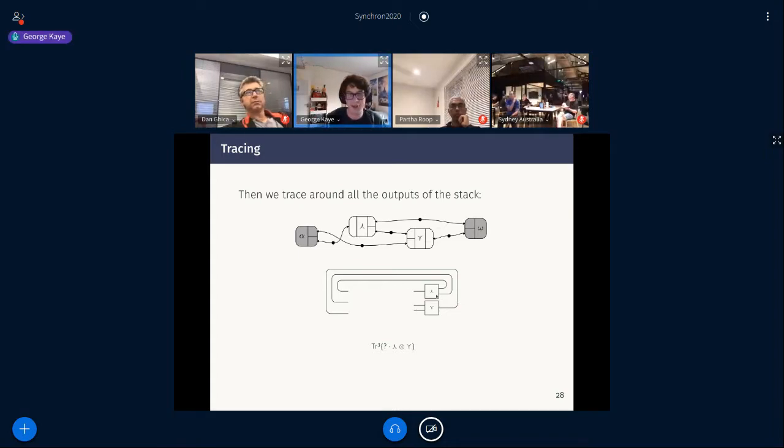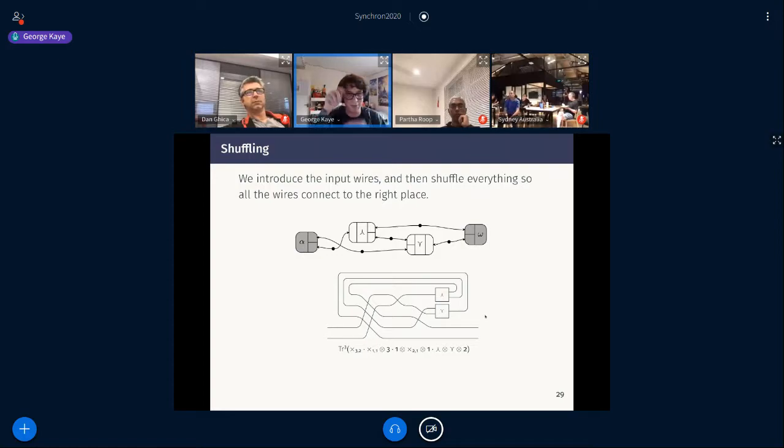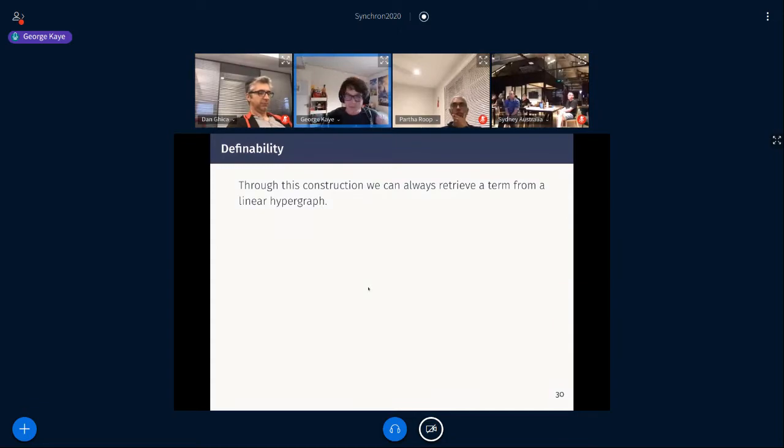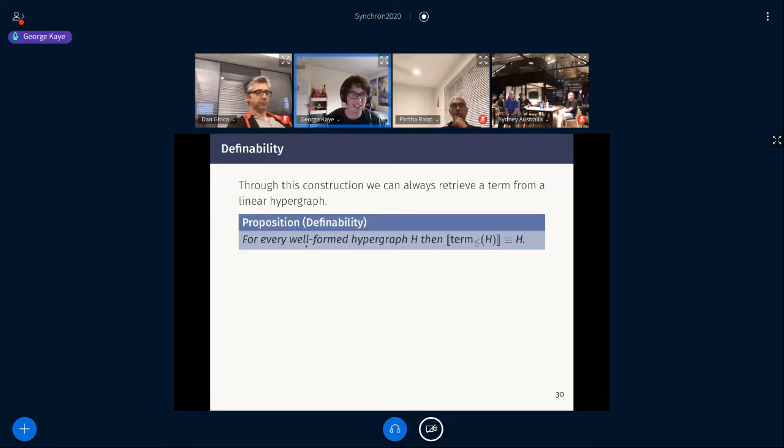Well, what we need to do is make sure that these edges, all the outputs connect to the right inputs of other edges. So what do we do? Well, we just shake everything up with various of these symmetry morphisms, make sure everything connects up correctly. And if you're feeling particularly bored on this Friday morning, you can just follow the wires around and make sure this is all correct. Let's just see. Yeah, it does. So we're just assuming the rest of them are also correct because I took a long time making this diagram. I don't want to make it again. So this means that we have a term from a hypergraph. So we have this definability.